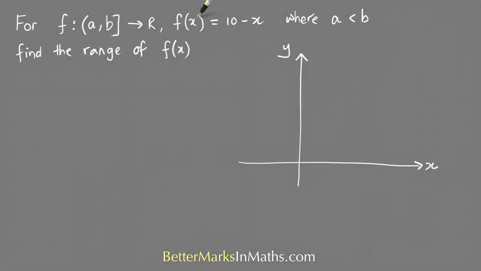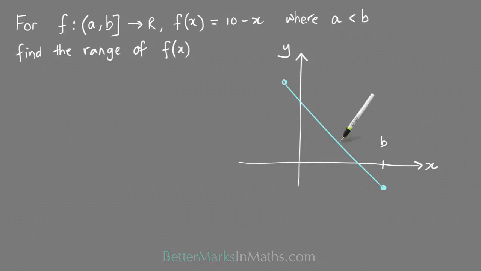So y, or f of x, equals 10 minus x. The gradient is minus 1, so it slopes this way, and with a y-intercept of 10, the graph is something like that. Where a is less than b, it doesn't really matter where I put a and where I put b. So I'm going to make a here, an open circle for a, and at b, that's included, so that's coloured in. I'll mark that in here, so that's b, and this one here is a. As I mentioned, it doesn't really matter where they are. They didn't say anything about a and b being positive or negative, so I'll put them where they are.